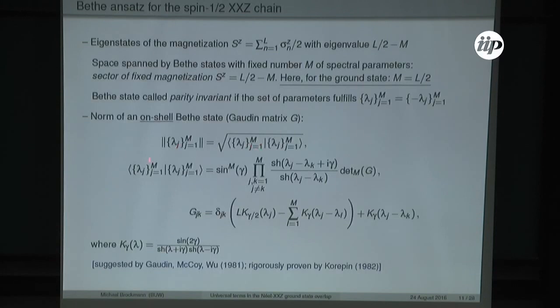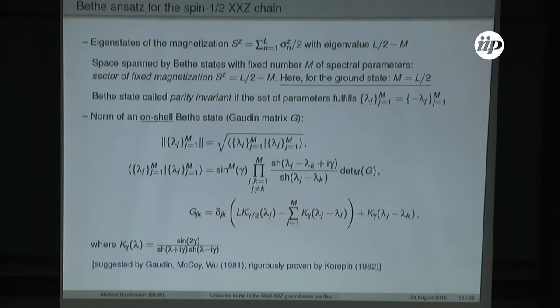was a formula conjectured by Gaudin and later proven by Vladimir Korepin. It can be written as a prefactor times the determinant of a certain matrix G, and this matrix G is explicitly given in terms of the solutions to the beta equations.